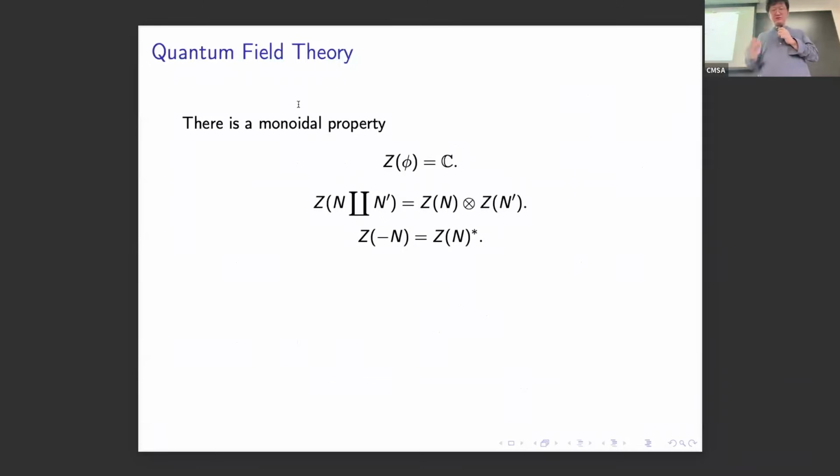I don't know at which point I have to start. Maybe this is a reasonable point. Anyway, in topological quantum field theories, there's this monoidal property where the empty set, for example, gets assigned the vector space C, and disjoint unions go to tensor products. And if you change the orientation, I forgot to mention the orientation from the beginning, I should have said oriented manifold, it goes to the dual vector space. So there are various justifications, because disjoint unions go to products. That's the basic idea.